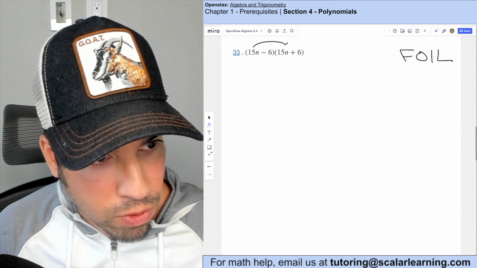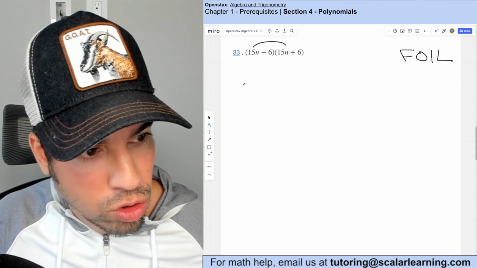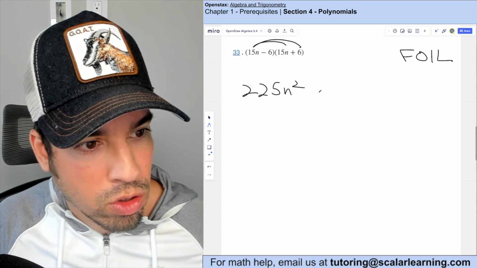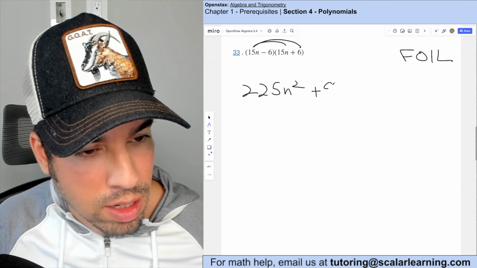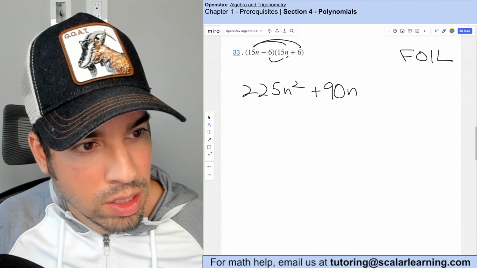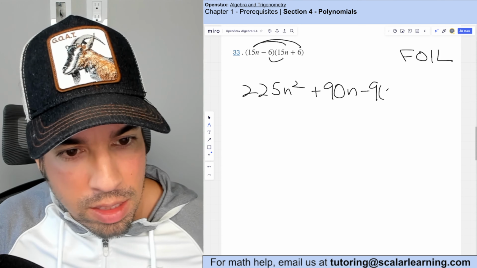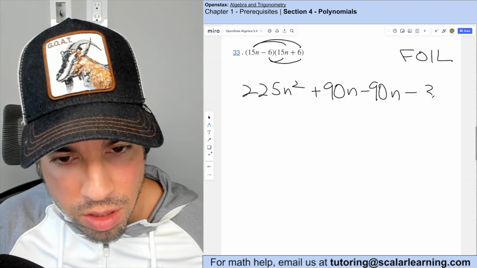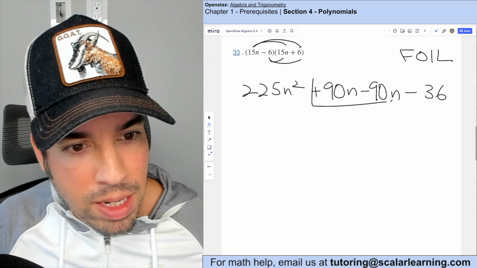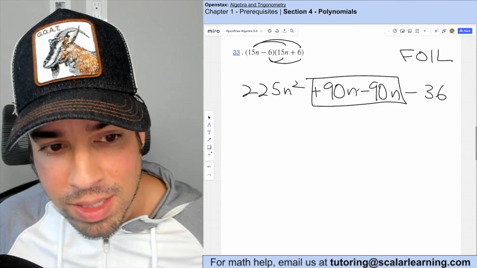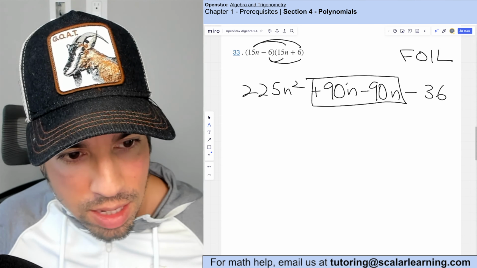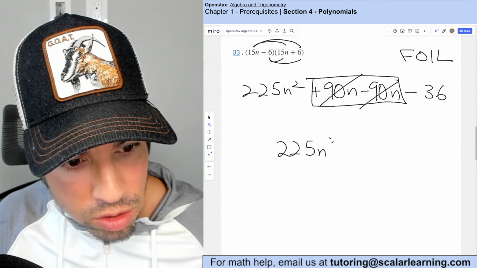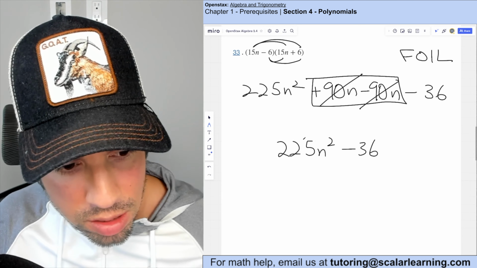Here we're going to multiply the first terms. 15 times 15 is 225n squared. Then the outer, 15 times 6 is 90n. Negative 6 times 15 is minus 90n. And last but not least, negative 6 times 6 is minus 36. Again, we're going to combine like terms, but check it out. Once again, they're opposites. 90 and negative 90, they cancel, and we get 225n squared minus 36.